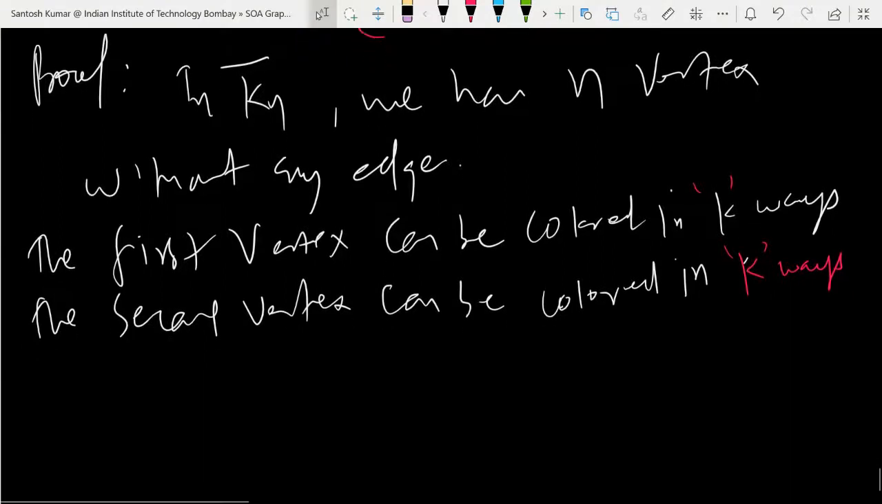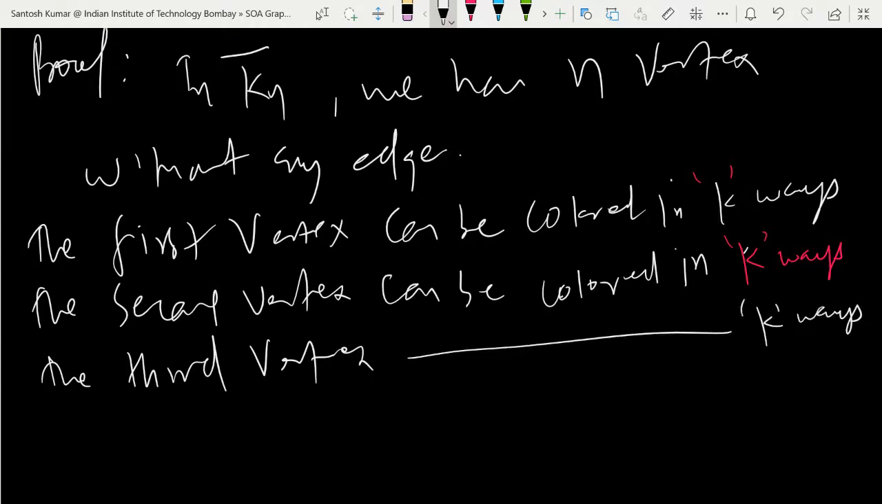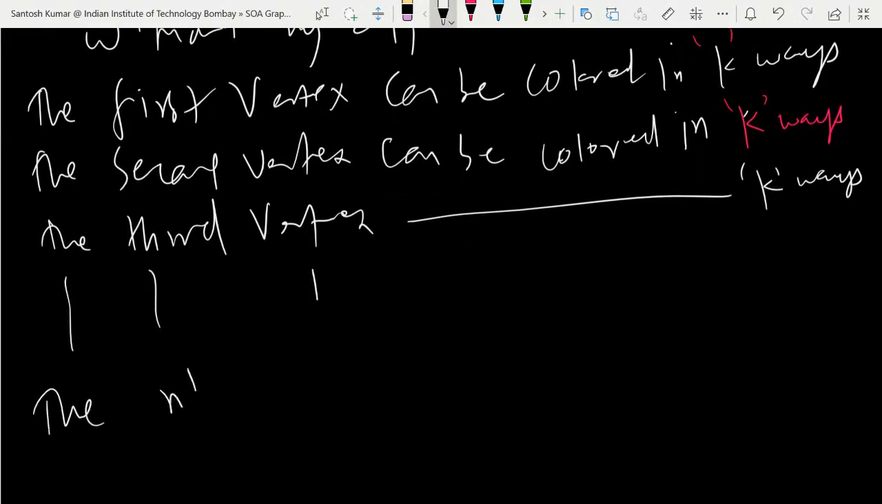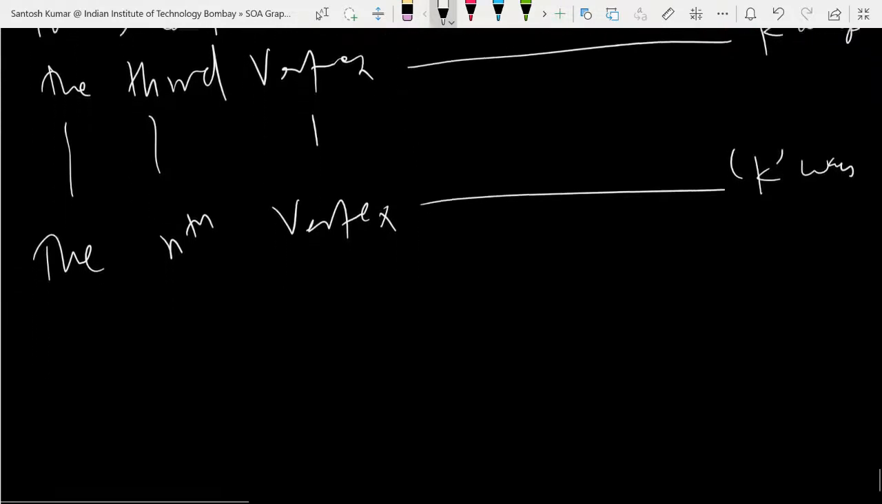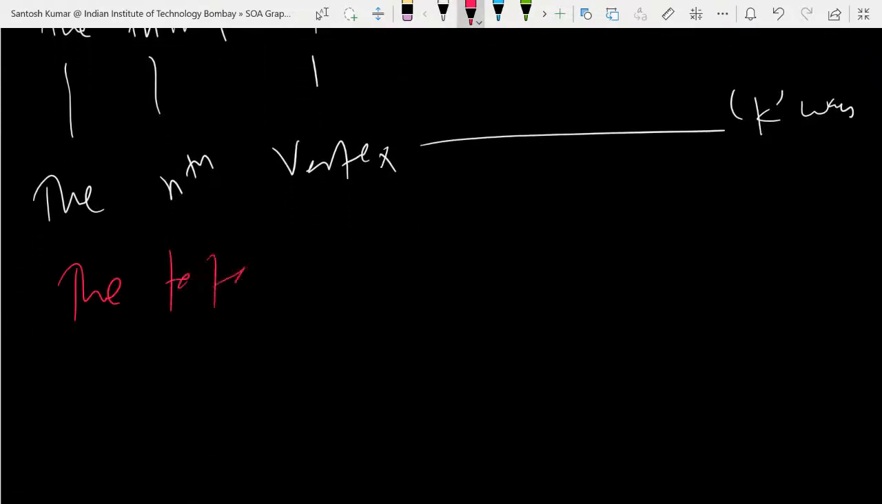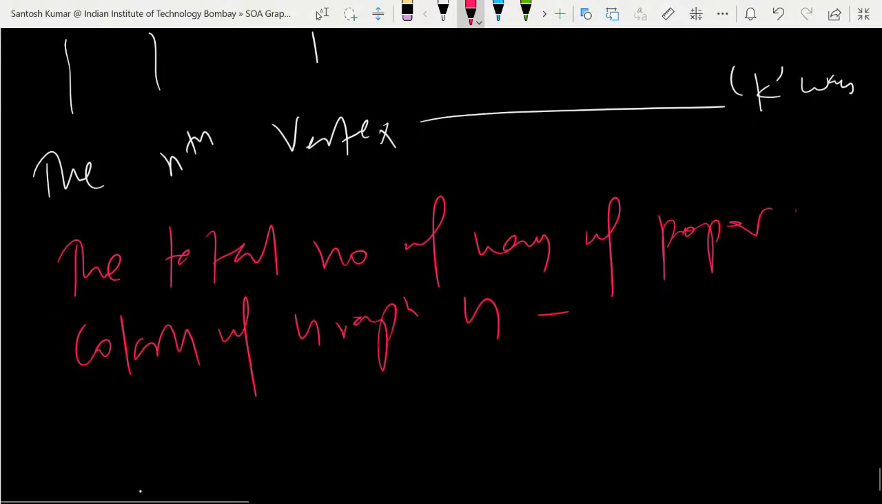They are all non-adjacent, that's why again the third vertex can be colored in k ways. Similarly, the nth vertex can be colored in k ways. So using the multiplication rule of counting, the total number of ways of proper coloring of graph G, which is chi of Kn complement comma k.